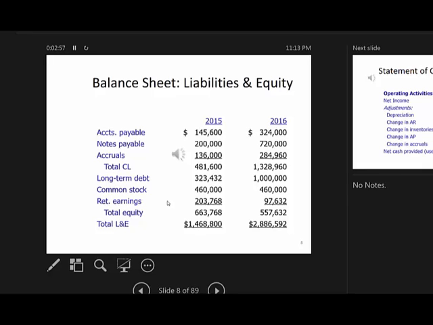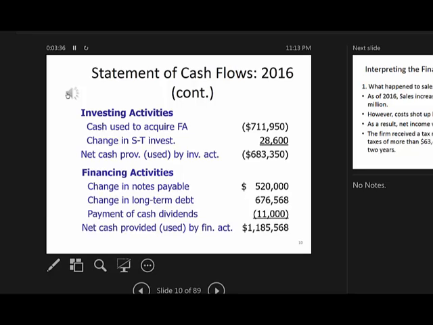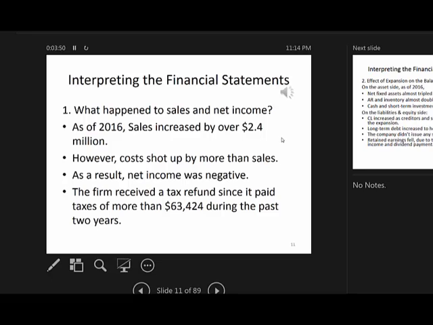As you can see, of course, total assets should be balanced with the total liability plus equity for both years. On this slide, we have part of the statement of cash flows for this company as of 2016. This is actually the top part of the statement of cash flows, which is the cash flows from operating activities. Then we have the rest of the statement of cash flows. We have cash flows from investing activities and cash flows from financing activities. Now let's see what we can read out of these financial statements.